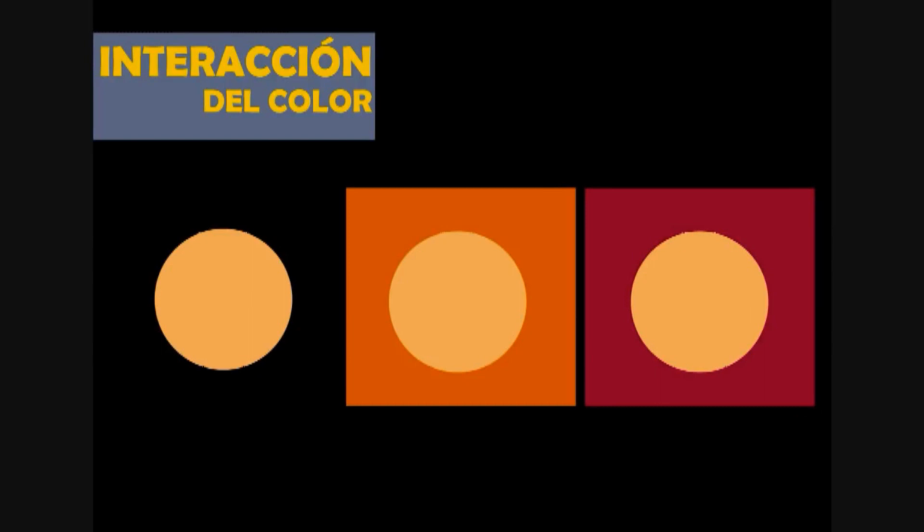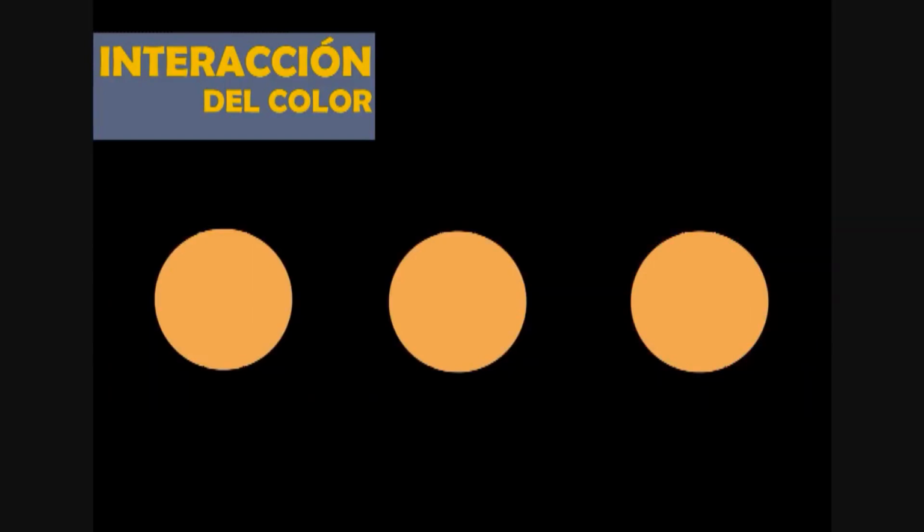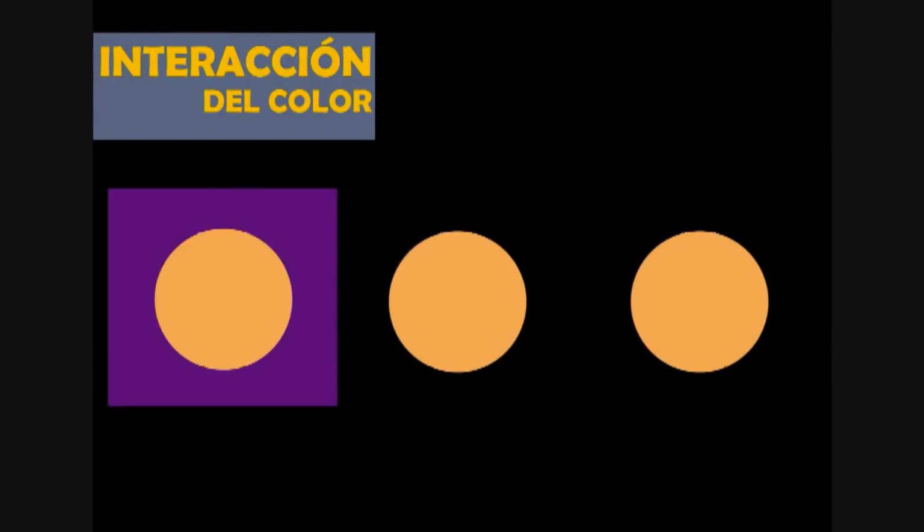The perception of a color varies depending on the colors it has around it. The same color appears lighter than it really is if it has a dark color around it. It appears more intense if it is surrounded by an opposite color on the color wheel, and loses its strength if it is surrounded by a color close to it on the color wheel.